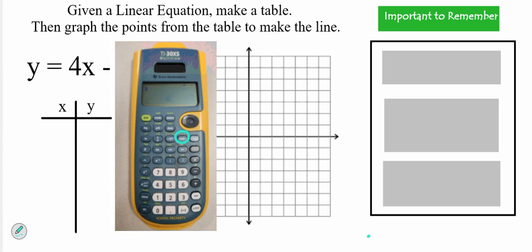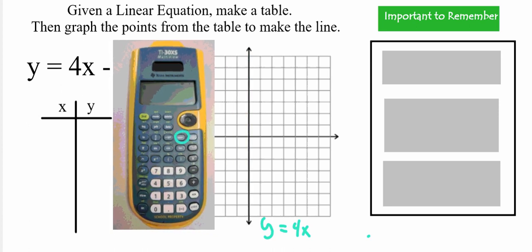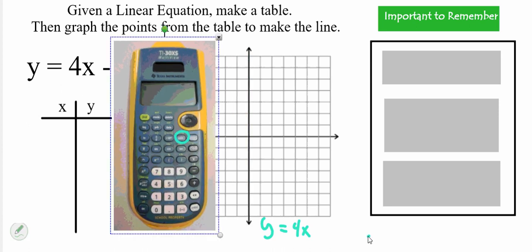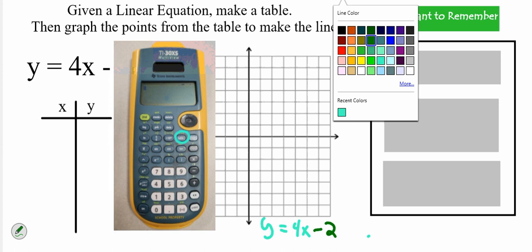So when we hit the table button, we are going to see a y equals. All right, so let's see. We're going to do y equals, what's ours? 4x minus 2. All right, so we're going to put 4x minus 2 into our calculator. So here we go. We're going to put 4. Oh, you're like, where's the x? Where is the x?